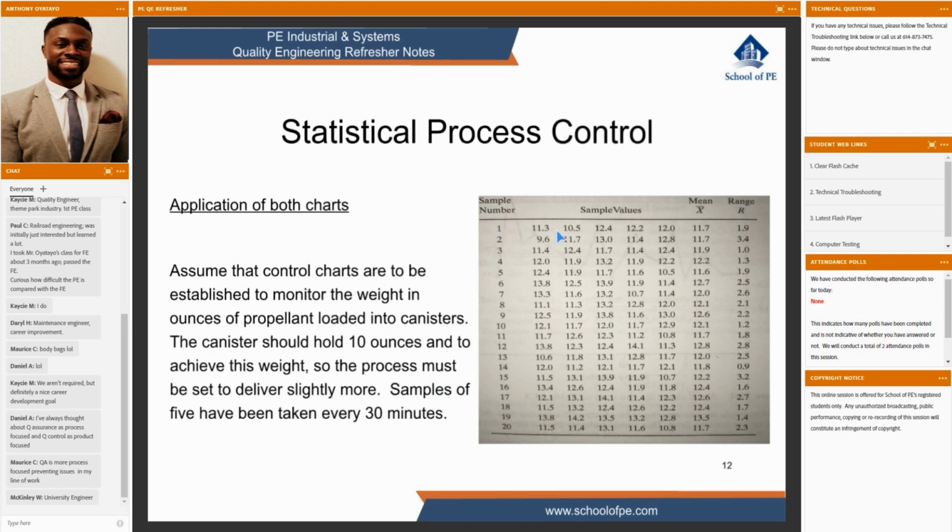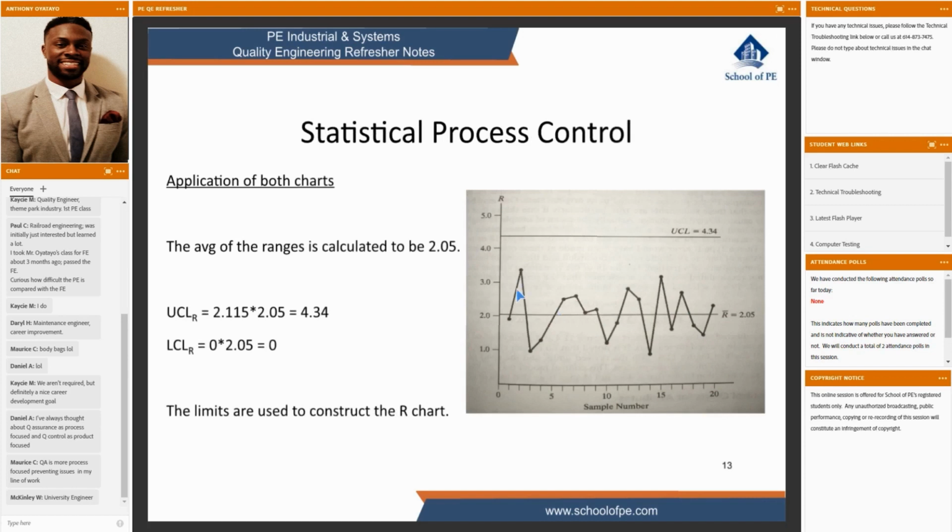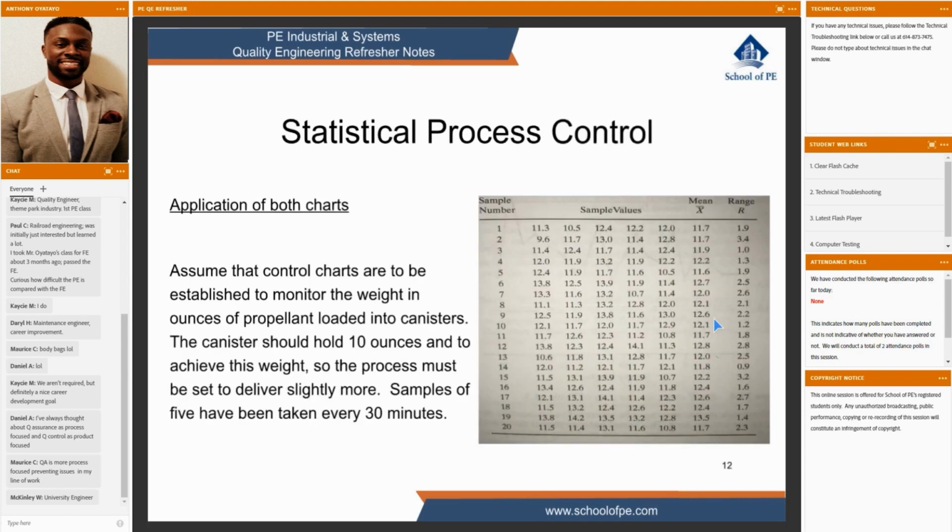So sample number 1, here's the various sample values: 11.3 ounces, 10.5, 12.4, so on and so forth. And the table is nice enough to give us the mean of those samples as well as the range. Range, again, this is the high, and then the smallest one is 10.5, so we get this. Now, as it stated, we have 20 samples, and within each sample, 5 measurements were taken, and we have all the data there. So the average of the ranges is calculated to be 2.05, and we do that because we have the ranges here, and we add them up and just divide by 20.